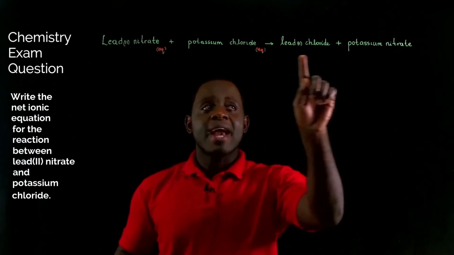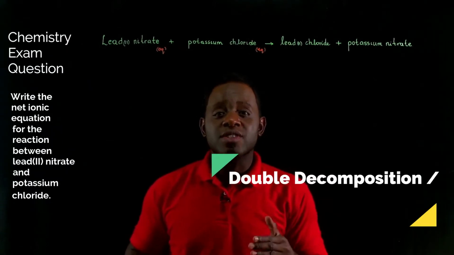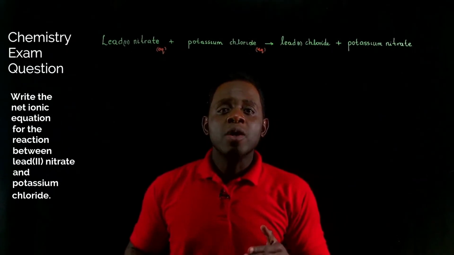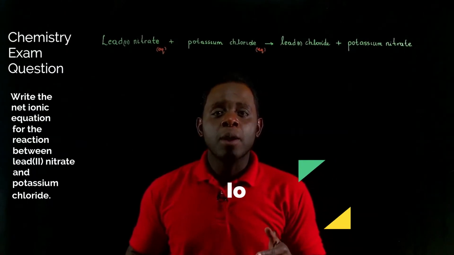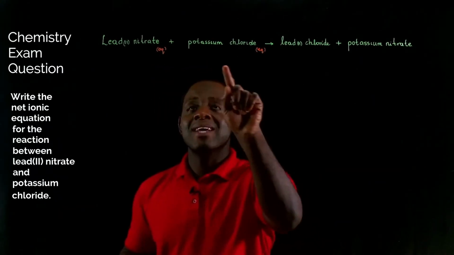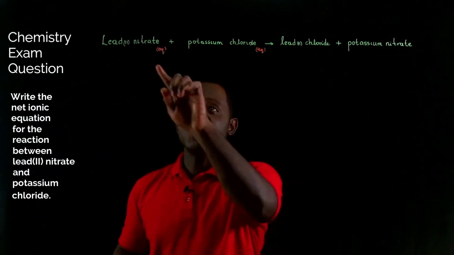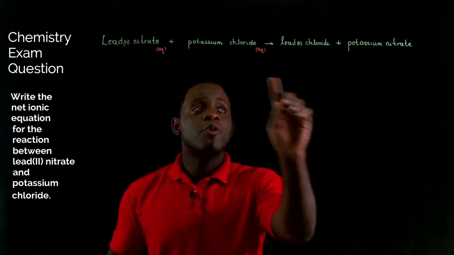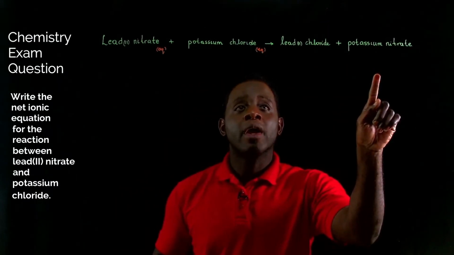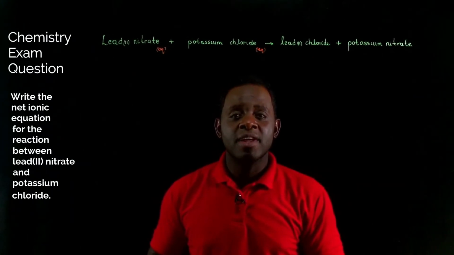You may know this kind of reaction as a double substitution or a double decomposition reaction, but it's also known as an ionic precipitation reaction. That is because the reactants are ionic compounds and they are exchanging radicals to form 2 products, where one of the products is not able to dissolve in aqueous solution.